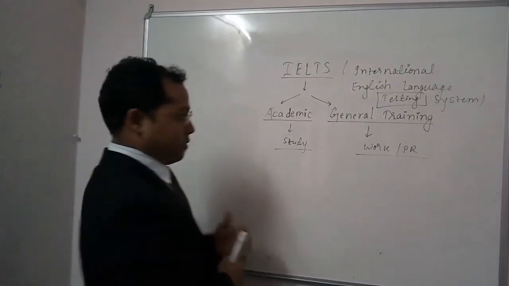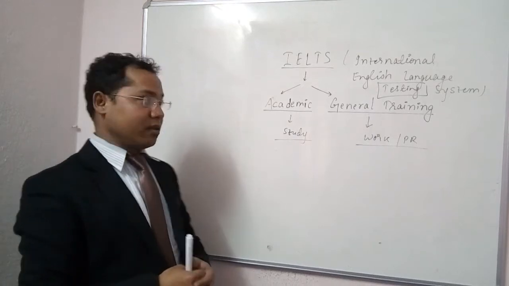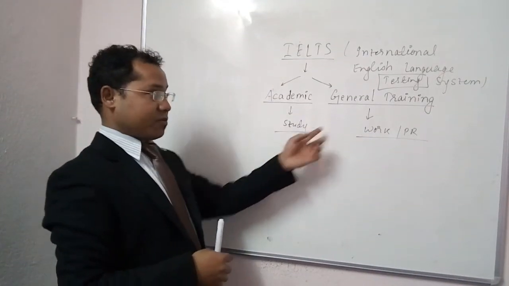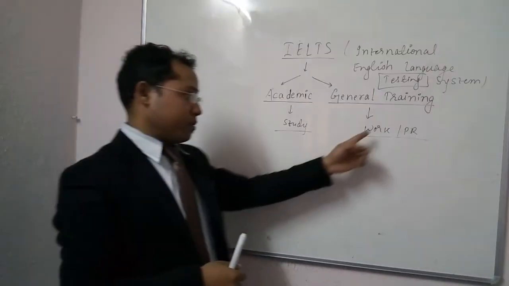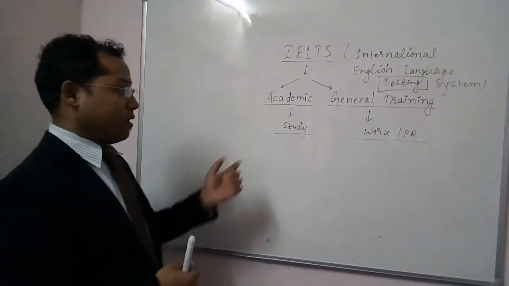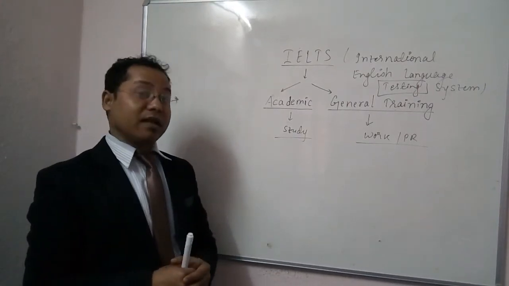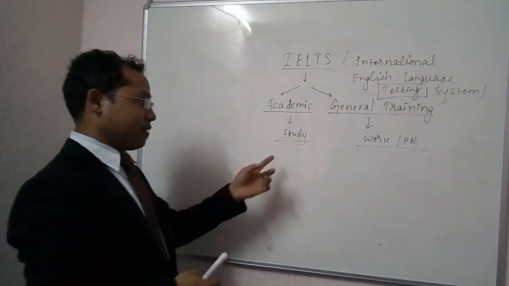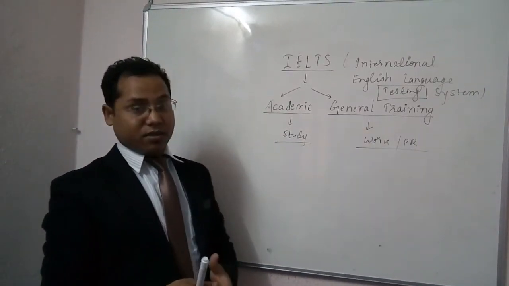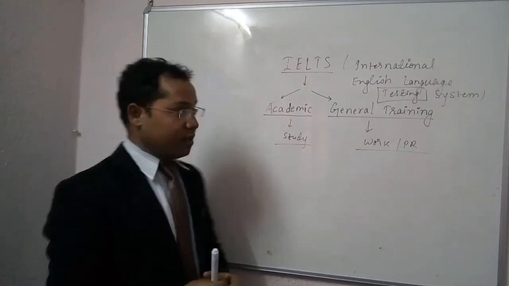And let me tell you one more thing about academic and general training: you cannot apply for study programs with your general training score, and you cannot apply for work or PR with your academic score, except under exceptional circumstances. Because there are some exceptional circumstances where you can apply for study programs with your GT scores and vice versa. But in normal cases, that's not the case, right?